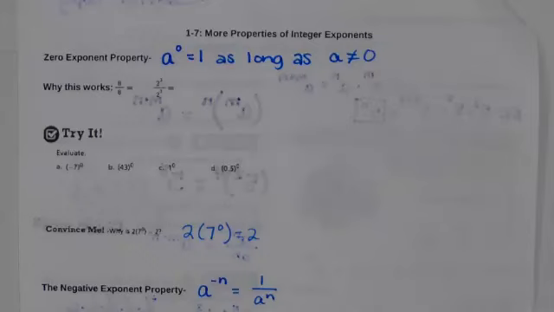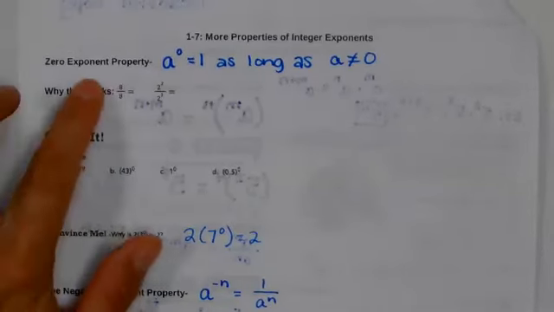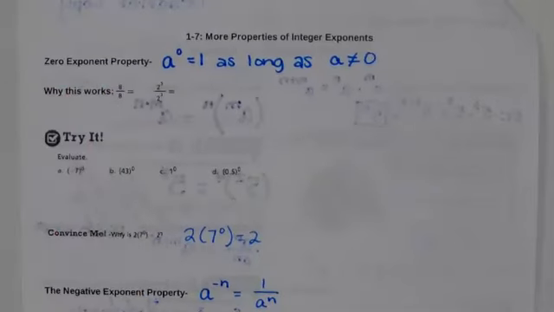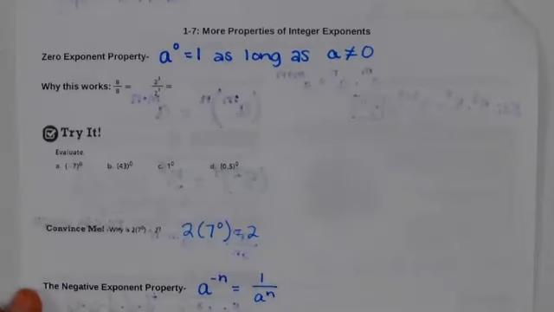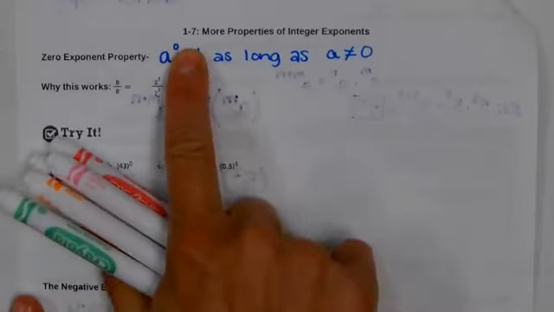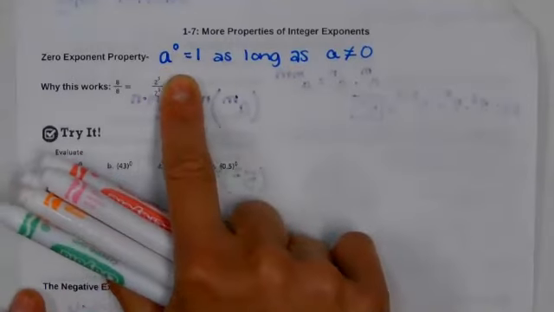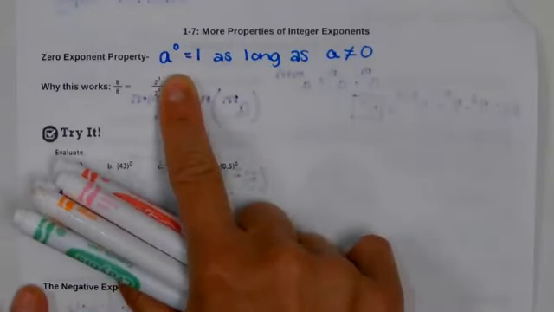Good morning and welcome to our 1-7 talking about more properties of integer exponents. Today we're going to focus on two major things. One is the zero exponent property and the other is going to be the negative exponent property. If you have my class and you have the notes, you're going to want to turn to the page where it says 1-7, and you might have to pause the video to copy some stuff down.